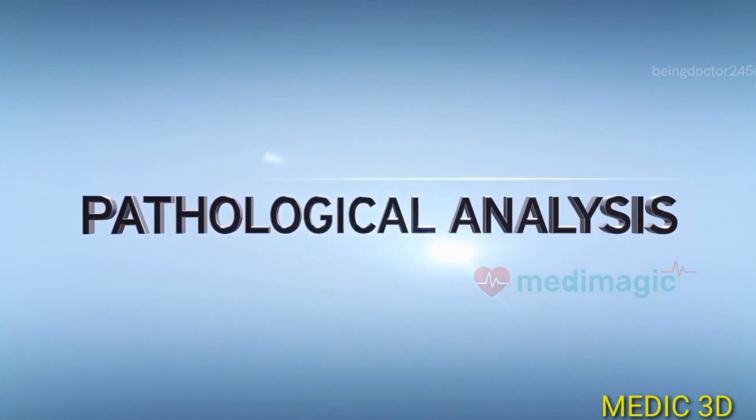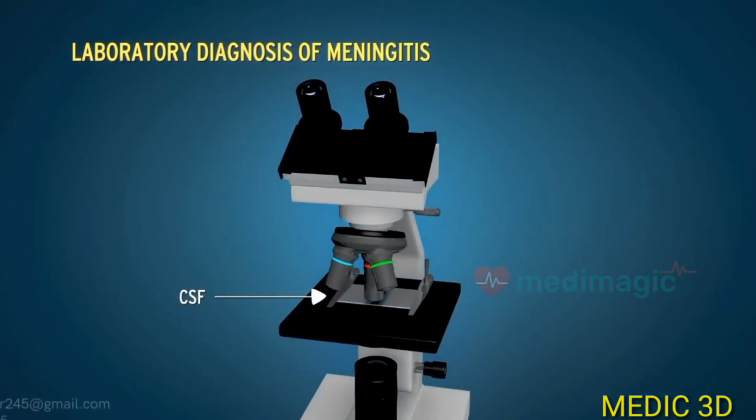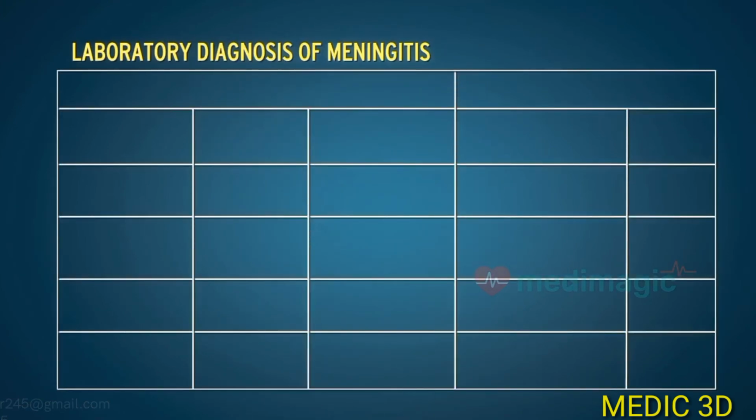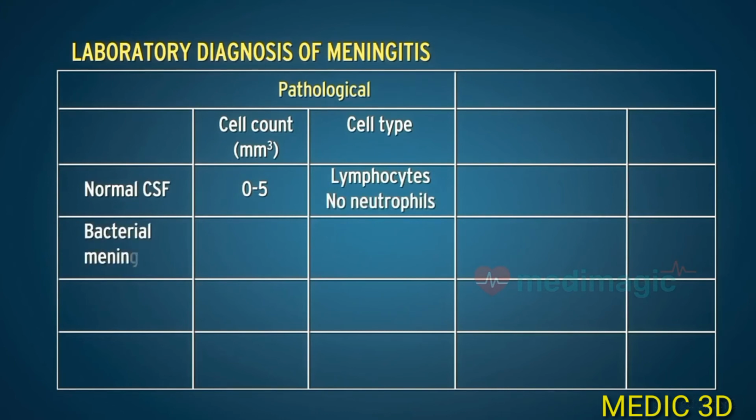Pathological analysis. CSF is put on a slide and under a microscope to count the number of cells. Normal CSF has 0 to 5 lymphocytes per cubic millimeter and generally no neutrophils. During a bacterial infection, neutrophil count will be high. It ranges between 1000 to 20,000 cells per cubic millimeter.